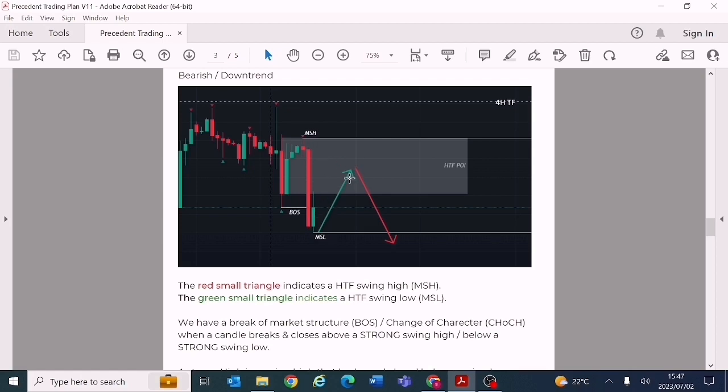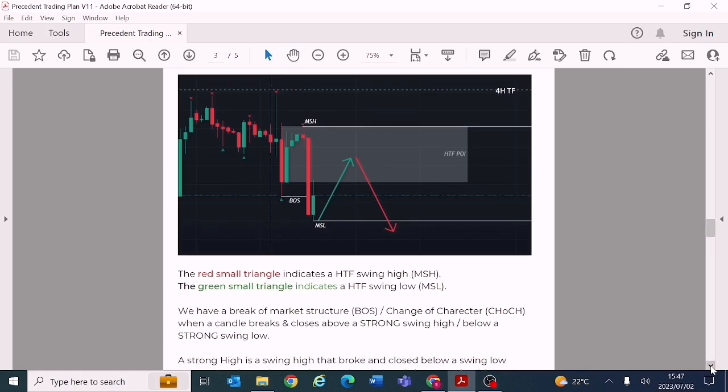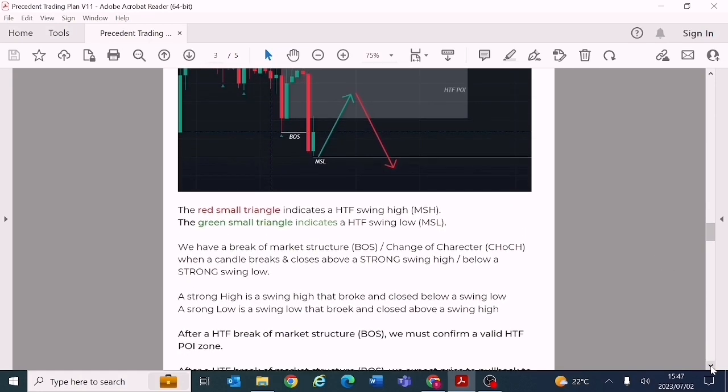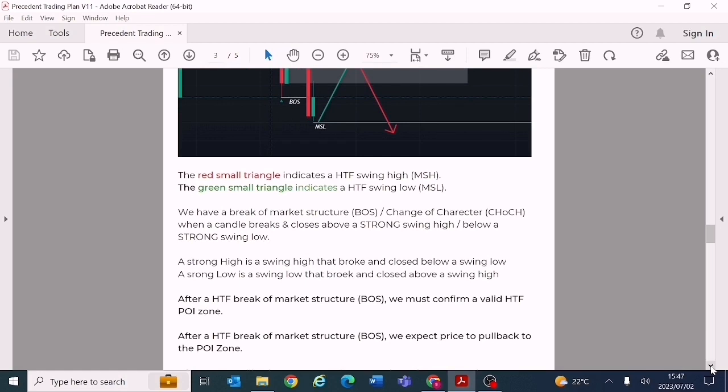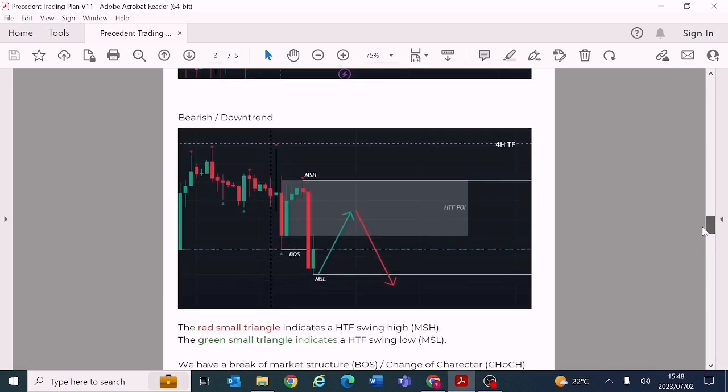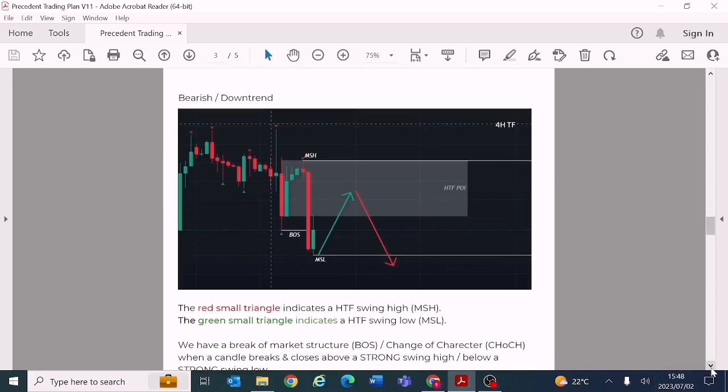Once it starts coming into the zone, I want to see some confirmation, medium time frame change of character, medium time frame breakout structure. Then we target the low down here. So let me just read quickly. It says the red small triangles indicate a higher time frame swing high. Then the green ones will indicate a higher time frame swing low. You can obviously customize them as you want, but as a default setting, the red ones will represent a high, the green ones will represent a low.